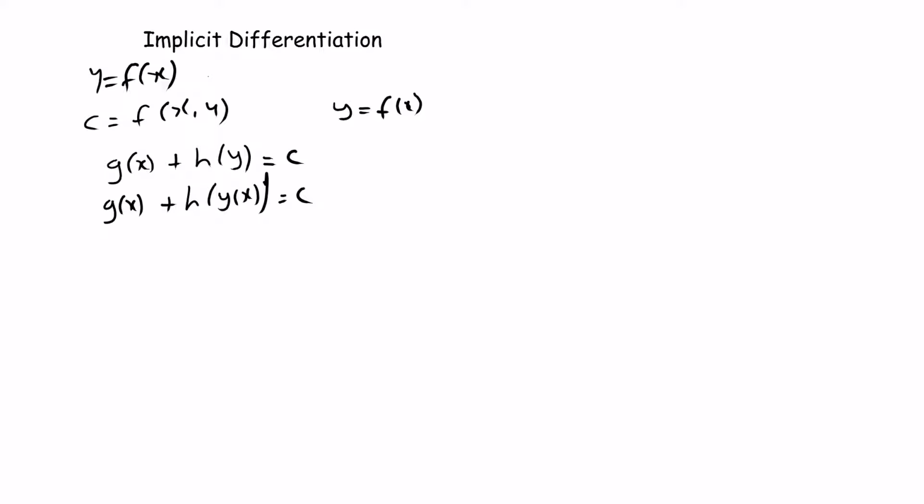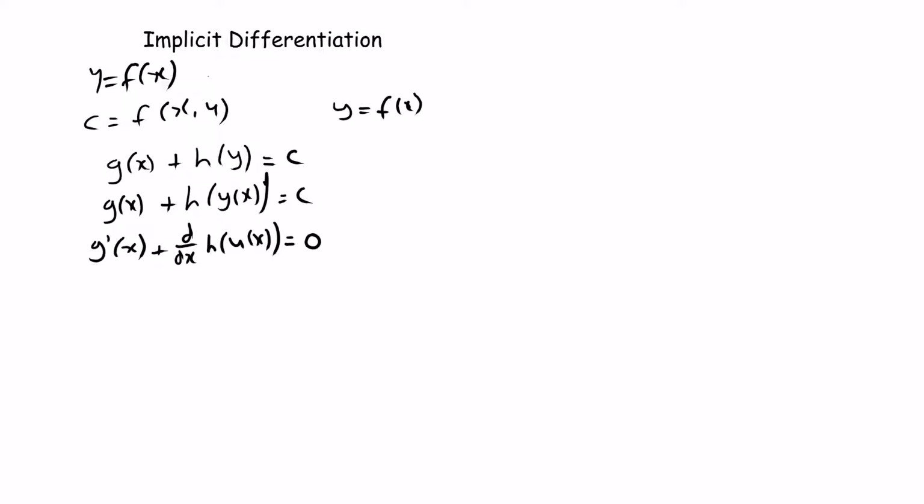If we want to differentiate g of x, that's just a function of x, we can differentiate that as g prime of x. Then we're going to leave this bit for a second. So we can leave it as the derivative of h of y of x, and then the constant just goes to 0.